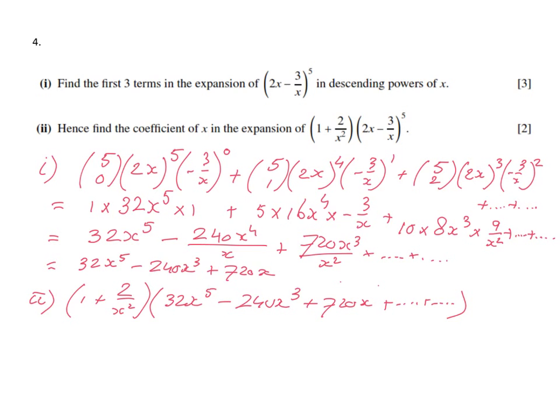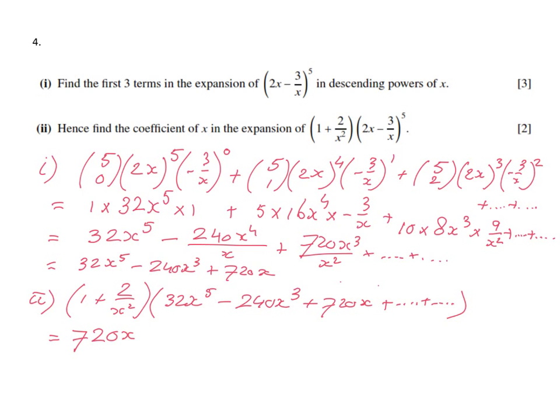There we go. So if I would expand it, I'm now interested in the term in x. So 1 times 32x to the power 5 is not going to give me a term in x. 1 times minus 240x to the power 3 is not going to give me a term in x. Now it's 1 times 720x, which is going to give me a term in x. So that one is quite obvious. Okay, and after that all those terms also will give me nothing in x.